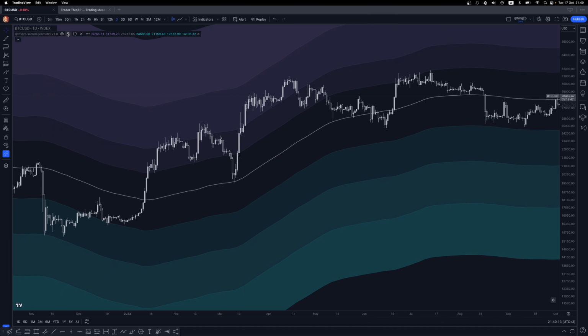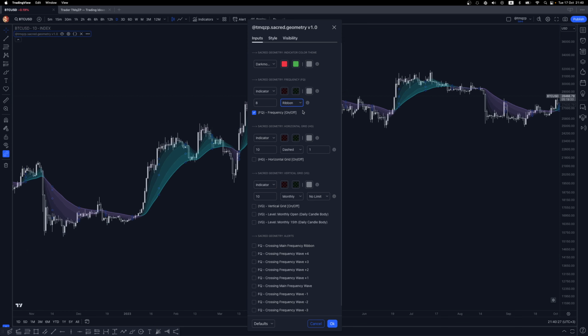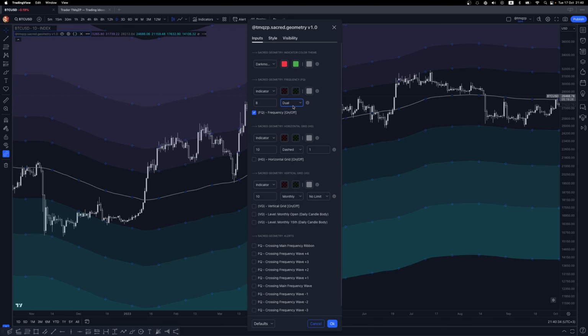Let's see if there are any tooltips regarding this. Setting 1 is just the opacity, and with setting 2, you can choose between the wave or the ribbon. I'll go over the ribbon in a sec once I finish with the wave, but the ribbon looks a bit different. You can also have them both at the same time if you put it on dual mode. But let's start with the wave. The tooltip says daily, 12-hour, 8-hour, 6-hour, and 4-hour. Remember the divisions of 12 and its multiples.